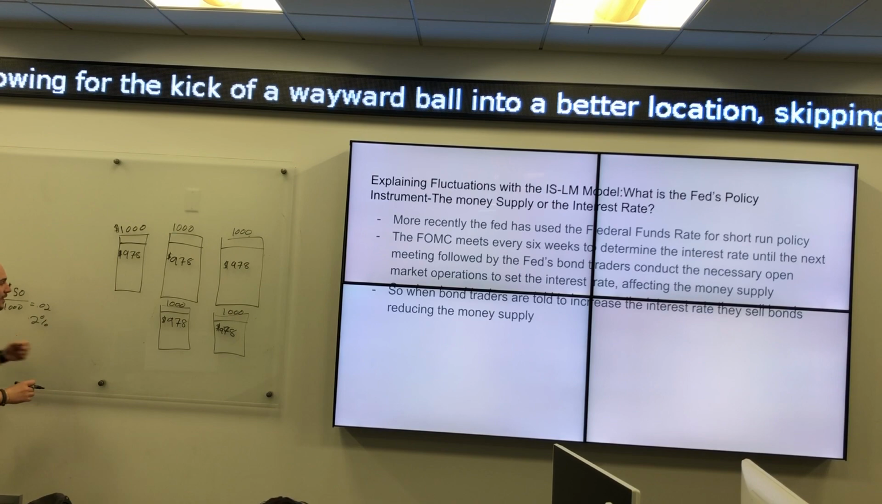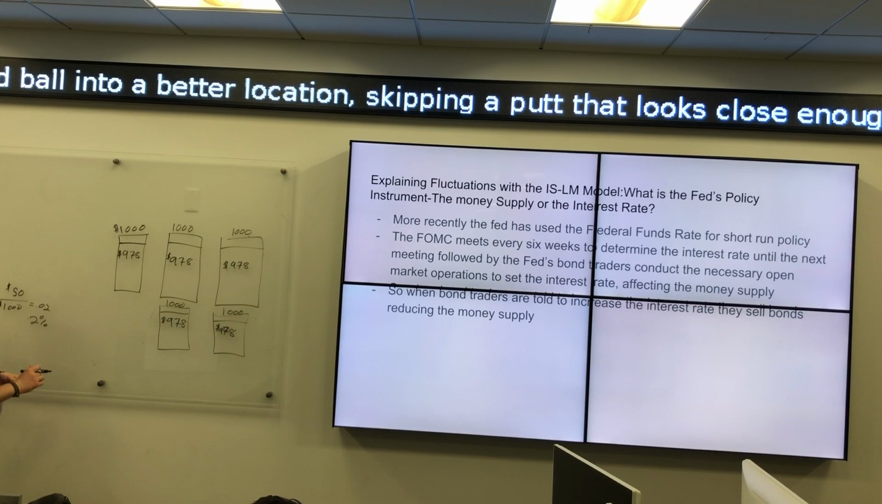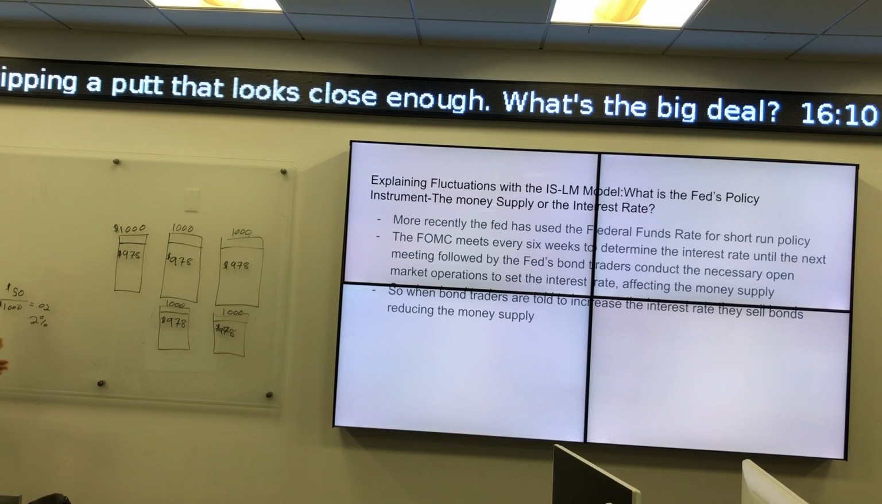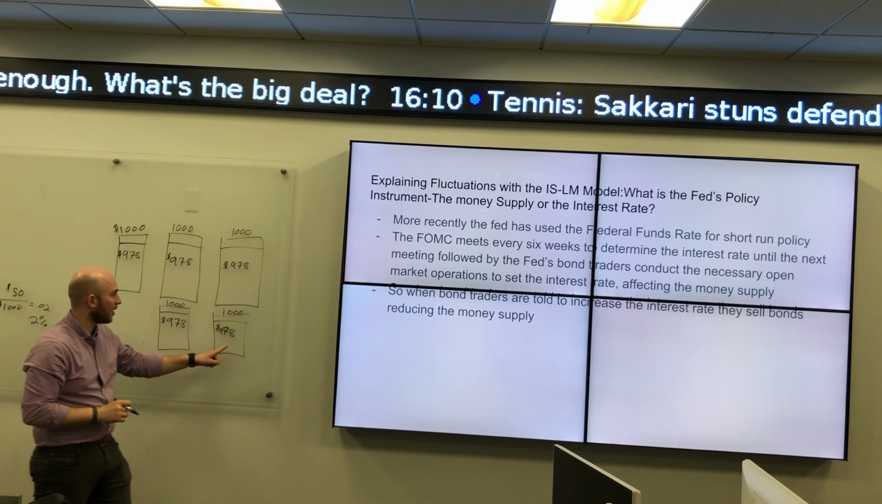We said, we're going to take one of the bonds out. We're going to give you $1,000. We're buying. It's gone. Now we've reduced the supply of bonds, so all of the other bonds are worth more money. The bond itself is worth more. So now each of these is worth $978.